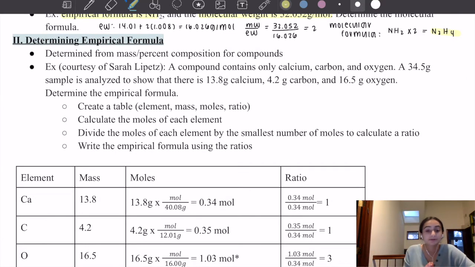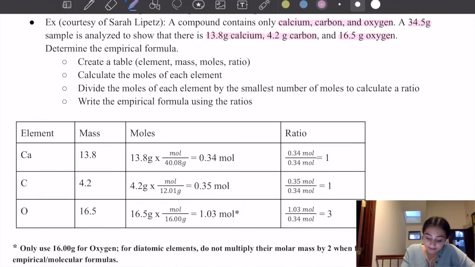So now I'm going to show you how to determine empirical formula when you're given masses of different elements in a compound. So it's determined from the percent composition of each of the compounds. And you can watch my previous video on percent composition if you need more instruction about that. I have an example courtesy of Sarah Lipitz, and this compound contains only calcium, carbon, and oxygen. We have a total of 34.5 grams, and there are 13.8 grams of calcium, 4.2 grams of carbon, and 16.5 grams of oxygen. So we are going to determine the empirical formula.